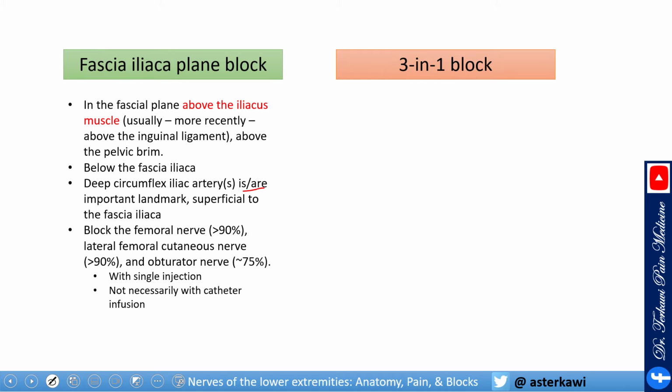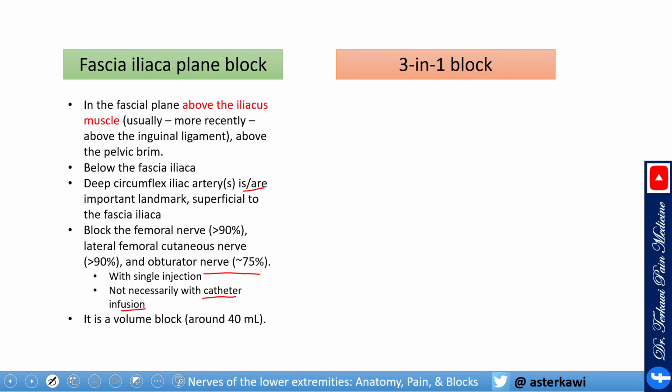So this block potentially blocks the femoral nerve, the lateral femoral cutaneous nerve, and less commonly the obturator nerve with a single injection. But it's a high volume block. So you really need to put a lot of volume to block all these three branches. And I will show you in the next slide why that is important. So that means when you put a catheter, and let's say you are giving a bolus every 2 hours, 10 ml or whatever, right? You have less chance to block the obturator. And I will explain to you in the next slide.